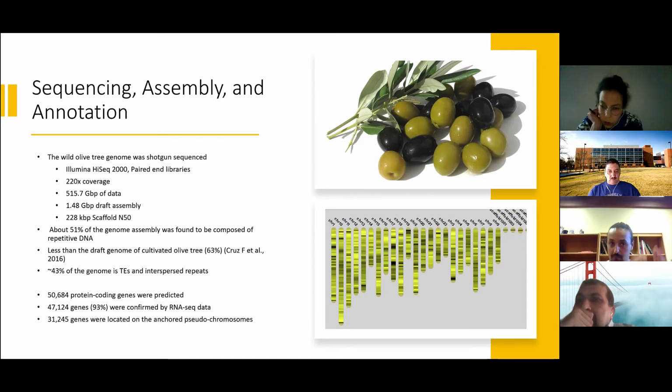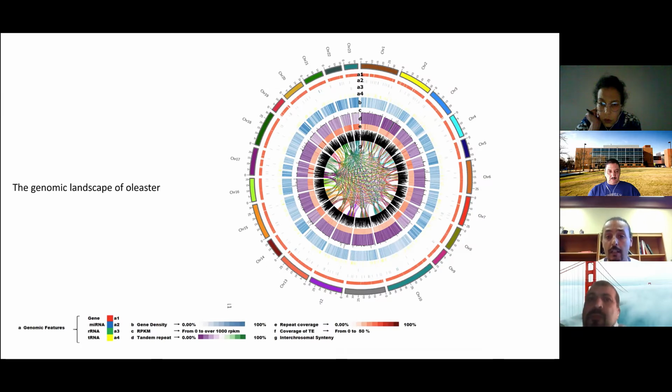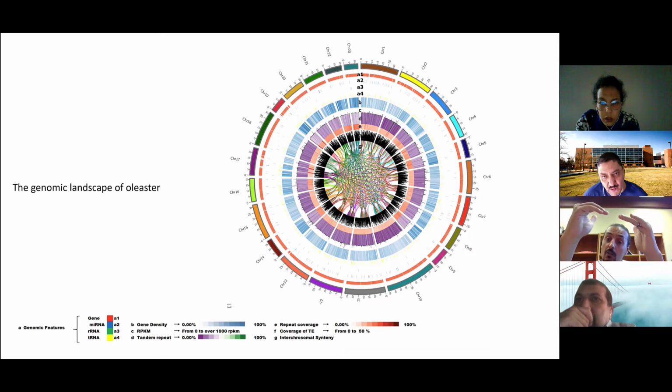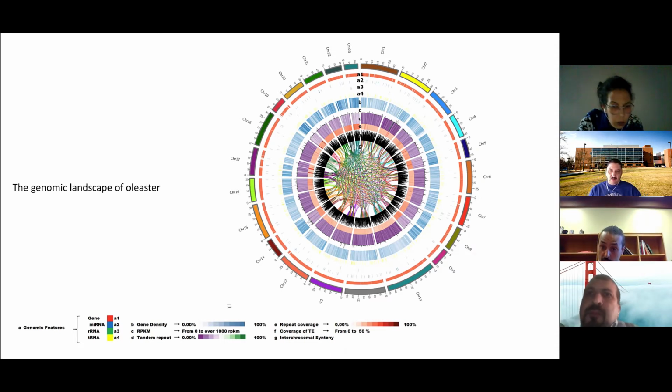So after sequencing, assembly, and annotation, now we're going to start a downstream analysis to tell us stories about that genome and its evolution. What you're looking at right now is my favorite diagram. It's called the Manhattan diagram, which is basically the genomic landscape of the wild olive genome. What you see there is everything that exists in that genome with all the genetic features. We're going to go from the outer layer all the way to the middle of the circle, and I'm going to explain every feature.